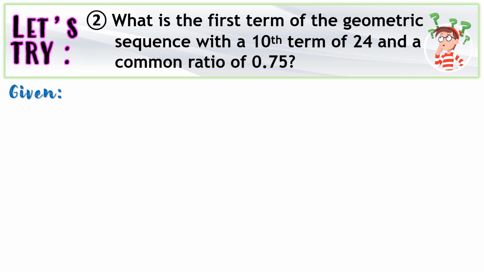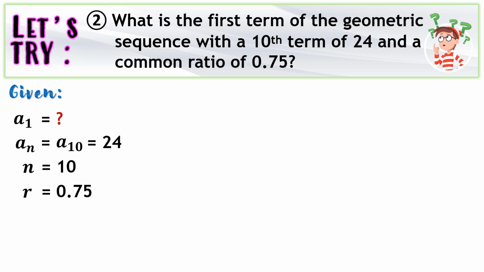So, sulat muna natin ang ating given para mas madali tayong makapag-substitute sa ating formula. So, a sub 1 natin is unknown. A sub n natin, which is equal to a sub 10, that is equal to 24. Ang n natin ay 10. Ang common ratio natin ay 0.75.